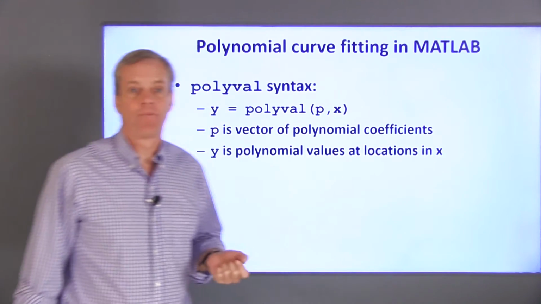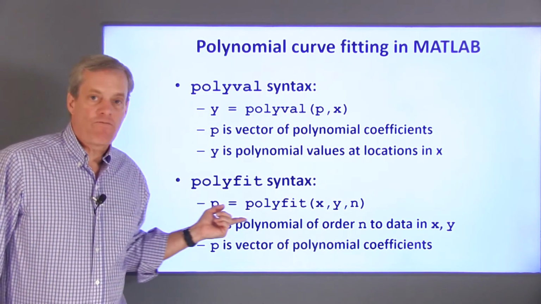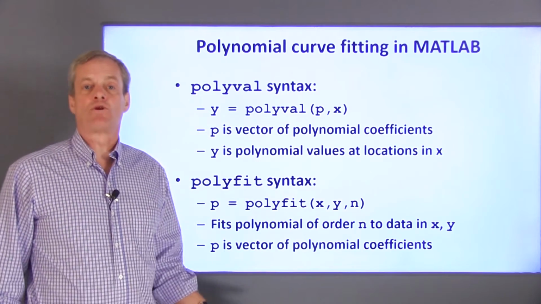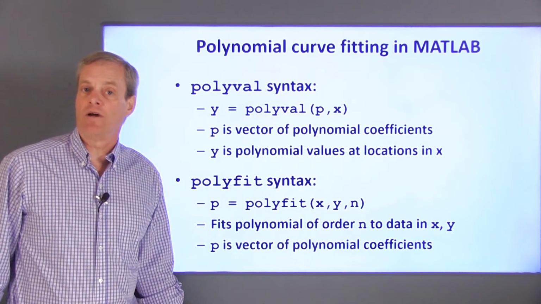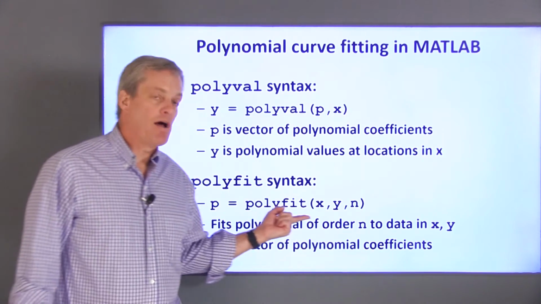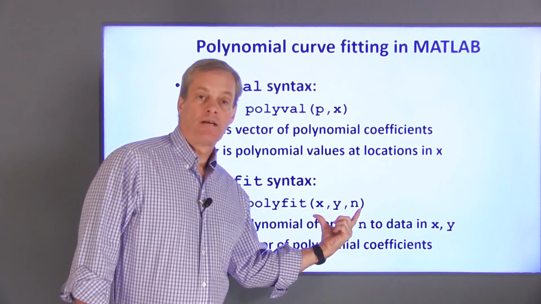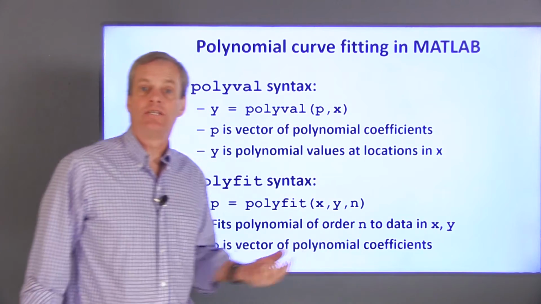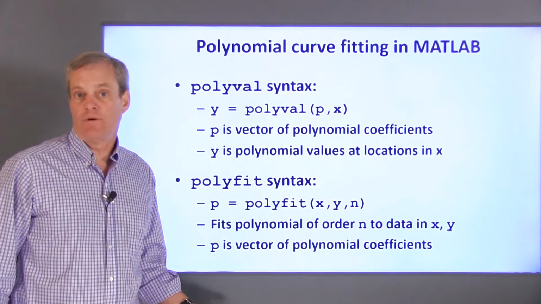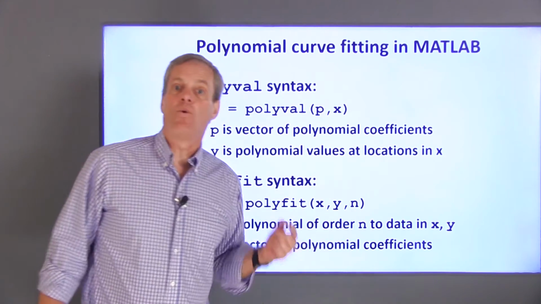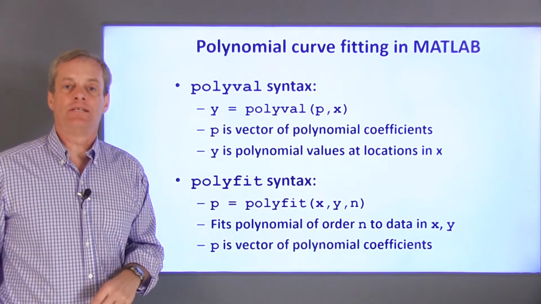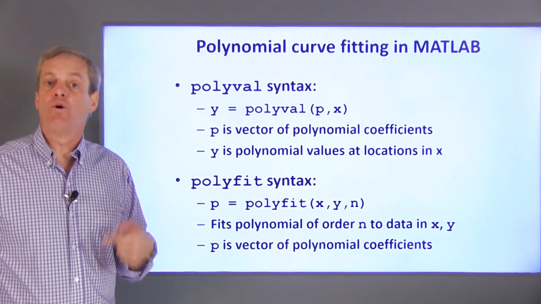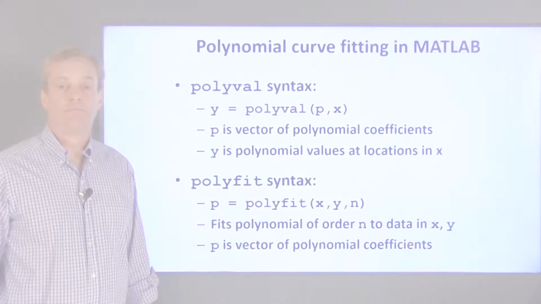The polyfit function does a least squares curve fit of an arbitrary order polynomial to a set of xy data. The syntax is polyfit of x, comma, y, comma, n. The x and y vectors contain the x and y values of the data points, and n is the order of the polynomial to be fit to the data. A vector p is returned, which contains the coefficients of the polynomial.